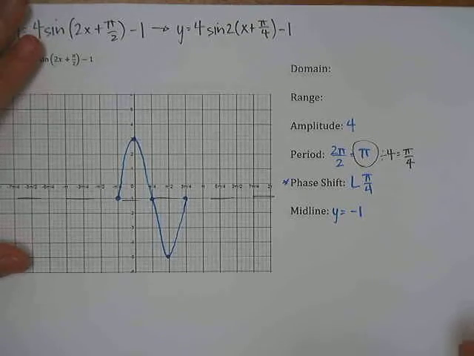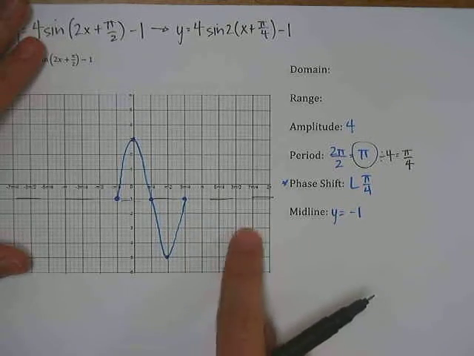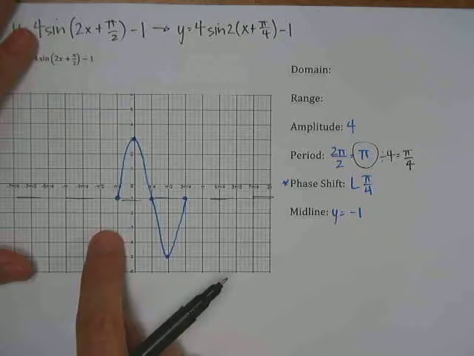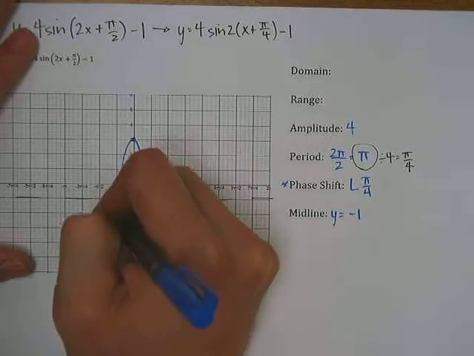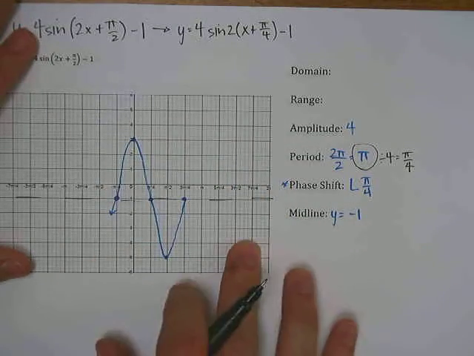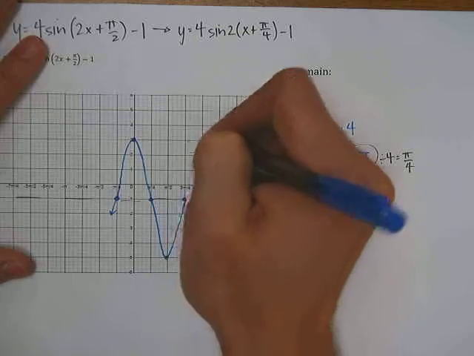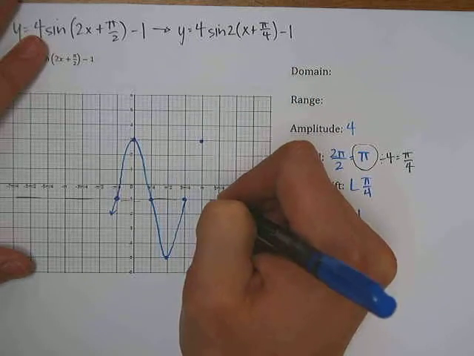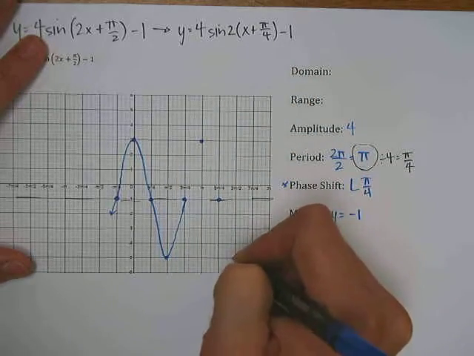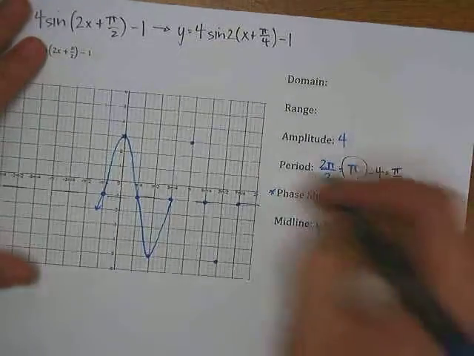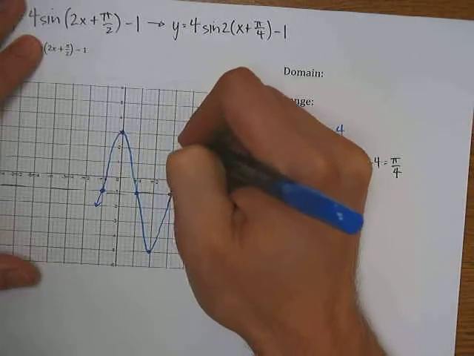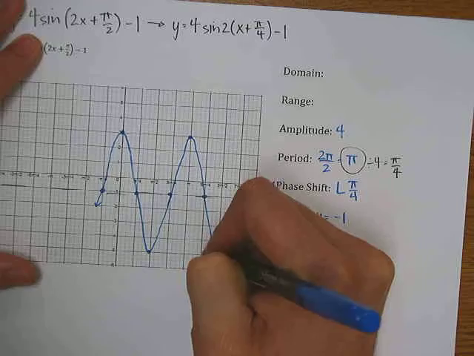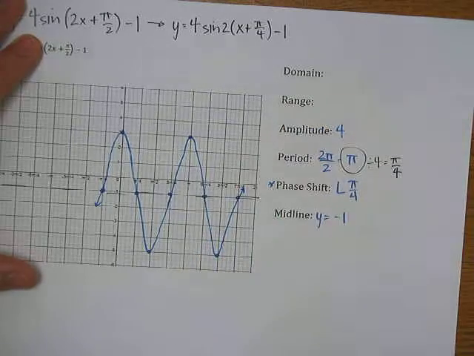My amplitude value is going to take me up 4 units. Then I'm going to come back down to the midline. Then I'm going to go down 4 units. And then I'm going to finish on my midline. So those points are going to give me 1 period.